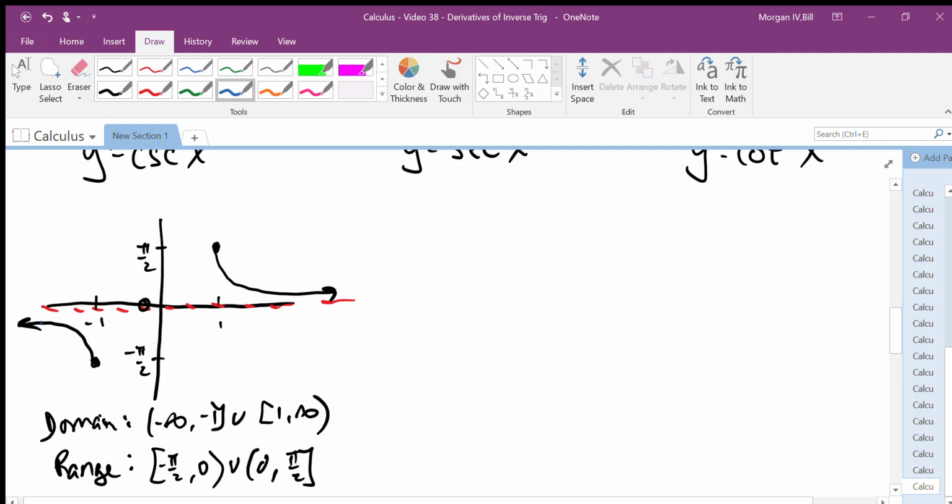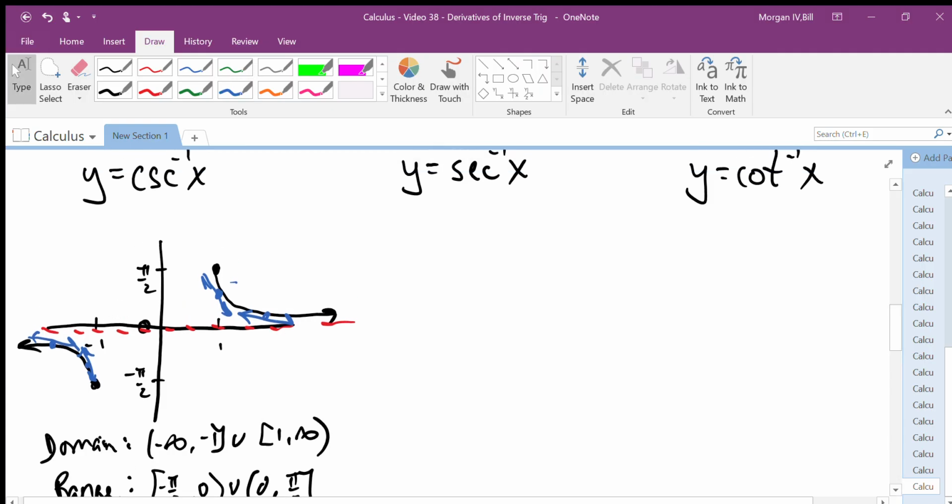And one other thing to point out, the slope of the tangent line, thinking about the derivative here upcoming. The slope of the tangent line, pick any point on the graph of inverse cosecant, and notice that that slope is always negative. The slope of the tangent line for the inverse cosecant is always negative. Therefore, the derivative will always be negative as well.